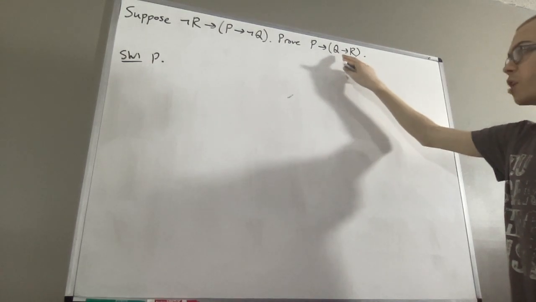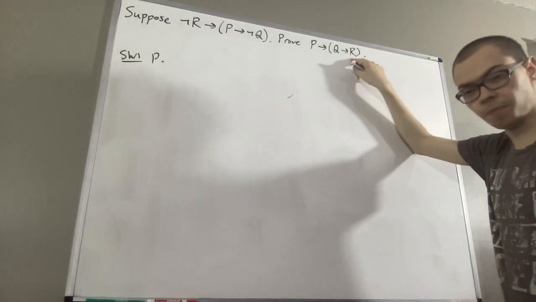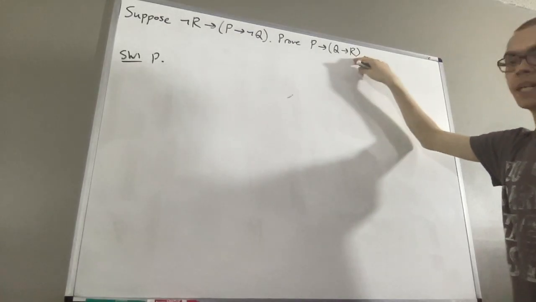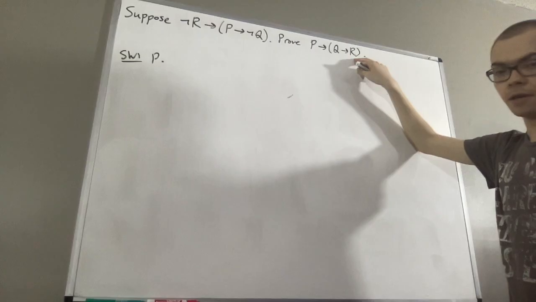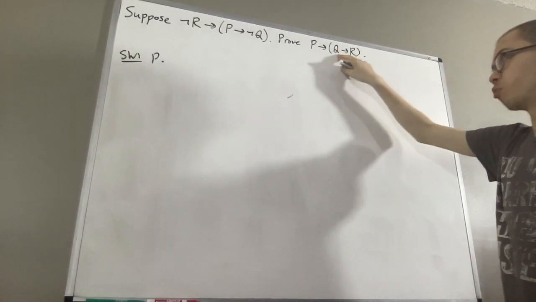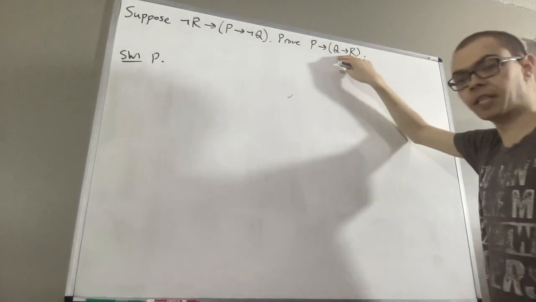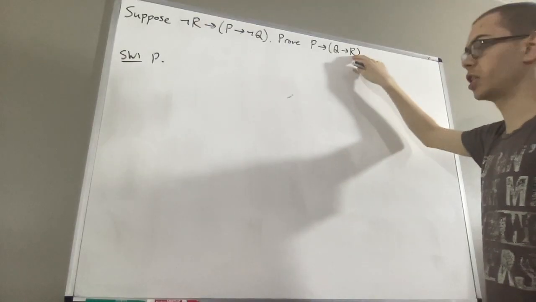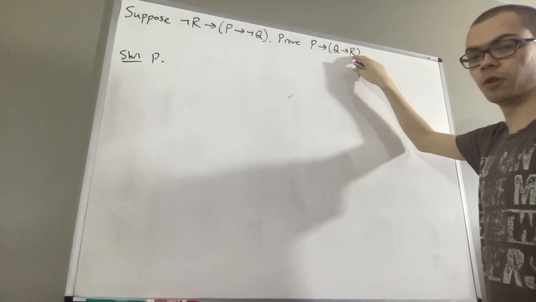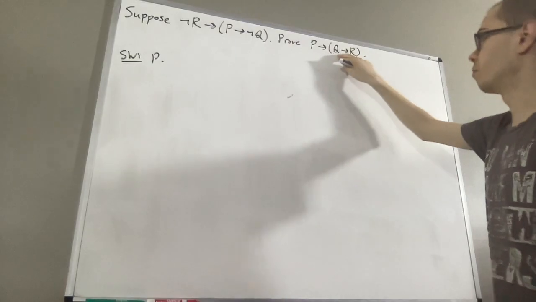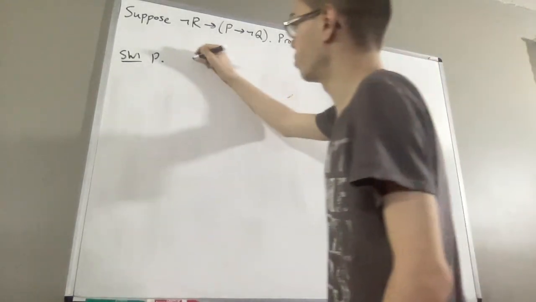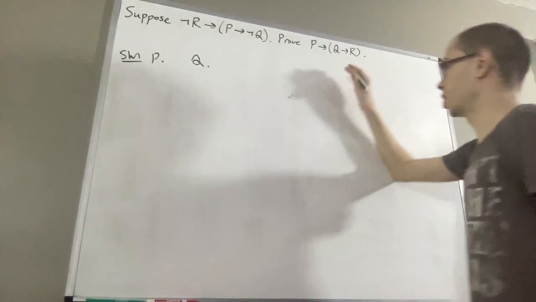So we're trying to prove if Q is true, then R is true. So we're trying to prove a conditional statement once again. And so the technique we could try to prove this is if we make the assumption that Q is true, can we logically deduce that R is true? So to prove this, let's make the assumption that Q is true. Let's try to logically deduce that R is true.